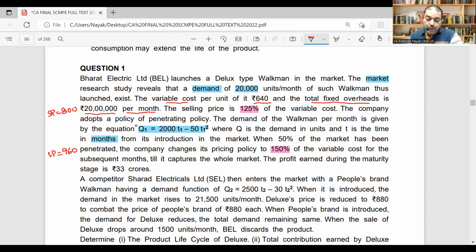150% of the variable cost for the subsequent months till it captures the whole market. Till we touch 20,000. So from 10,000 onwards, the selling price is going to be 960. Up to 10,000, it is going to be 800. Beyond 10,000, up to 20,000, it is going to be 960. The profit earned during the maturity stage is going to be 33 crores. So this is all about Bharat Electrical Limited.